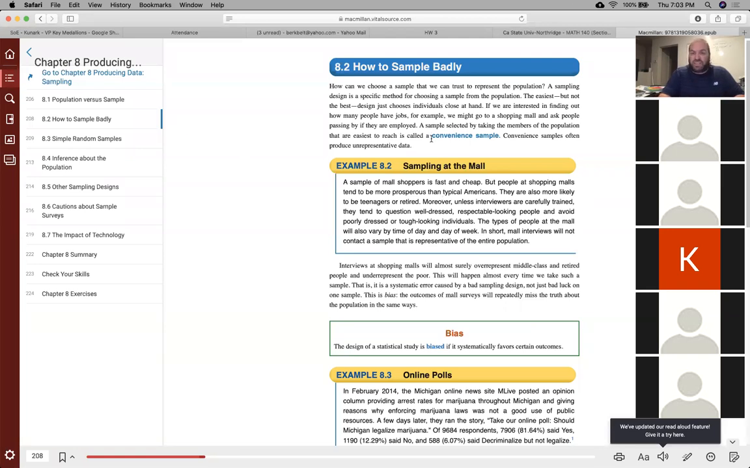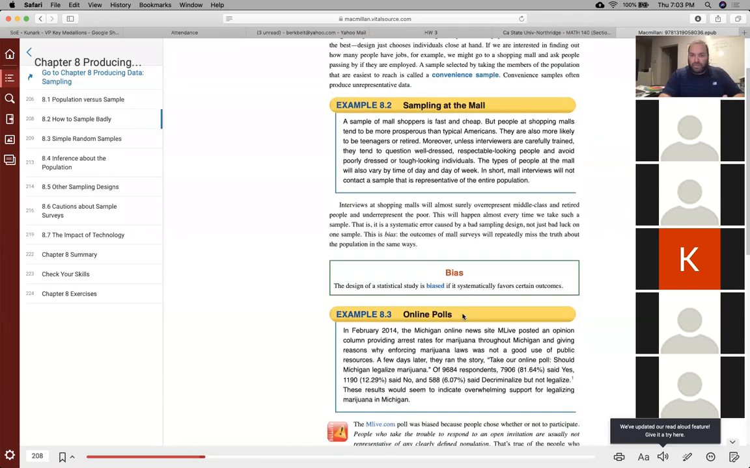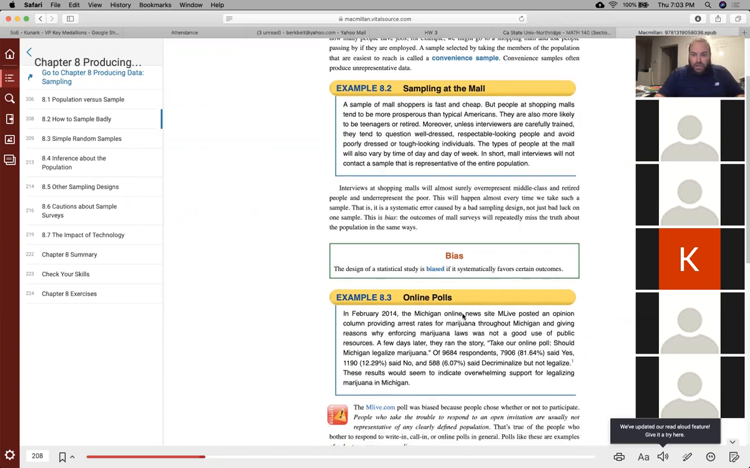We call that a convenience sample. Very likely to be biased. A biased sample in general favors certain outcomes over others inherently. So the basketball example, that was a biased sample because people who go to a basketball game probably are going to like basketball.